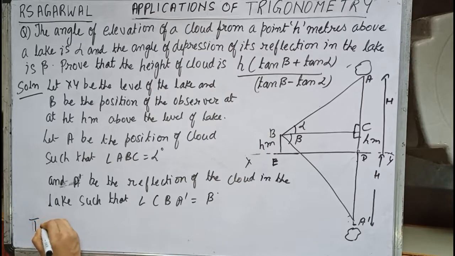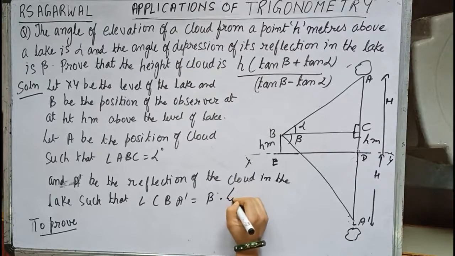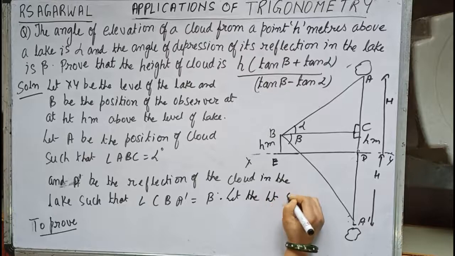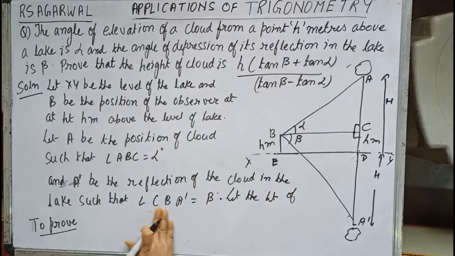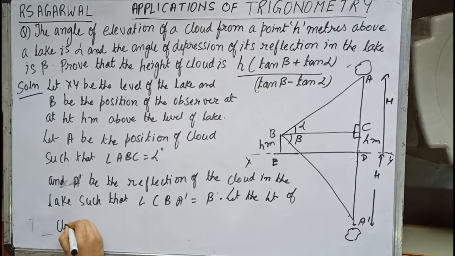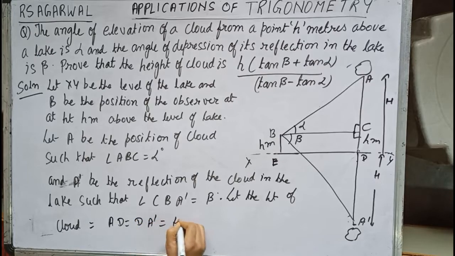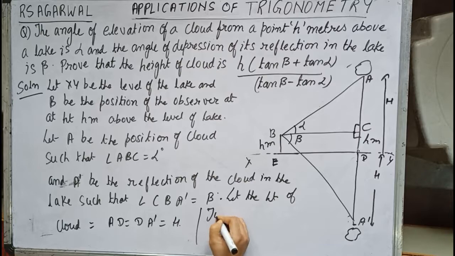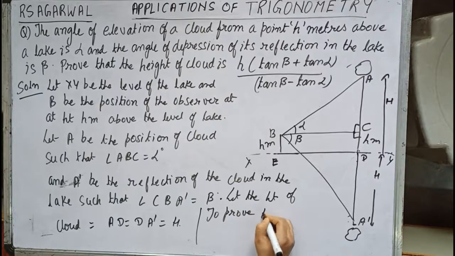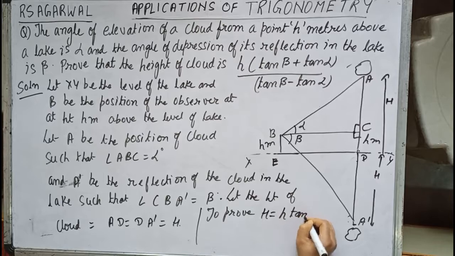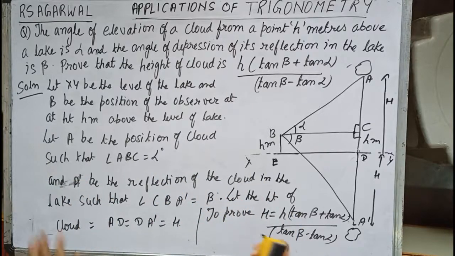Now to prove, let this also you write: let the height of cloud equal AD equals DA dash equals capital H. Then you will write, to prove capital H equals h tan beta plus tan alpha by tan beta minus tan alpha. This much part you just frame by your own.